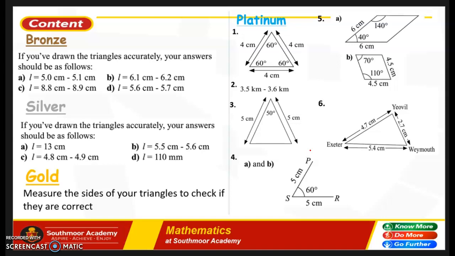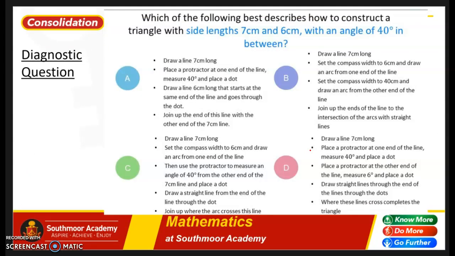So here is your question. Which of the following best describes how to construct a triangle with side lengths 7 cm, 6 cm and a 40-degree angle between? So I want you to write a subheading of diagnostic question, and then you're going to write your answer A, B, C or D. So read the information on the screen, pause the video, allowing the students time to have a go at the question.